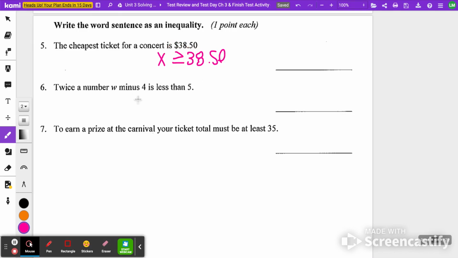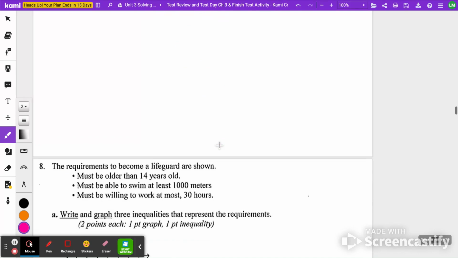Twice the number w minus 4 is less than 5. That just means 2 times w minus 4 is less than 5. And then to earn a prize at the carnival, your ticket total must be at least 35. So that means ticket should be at least, or greater than or equal to, 35.